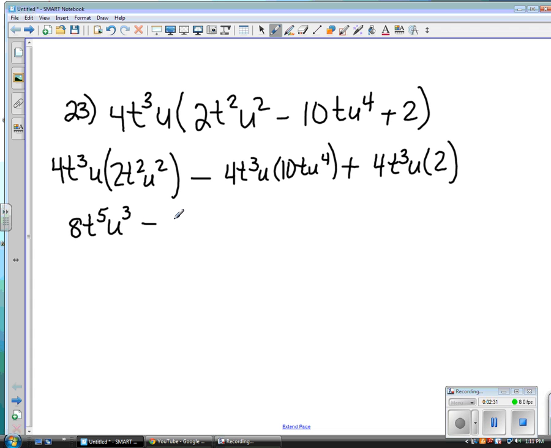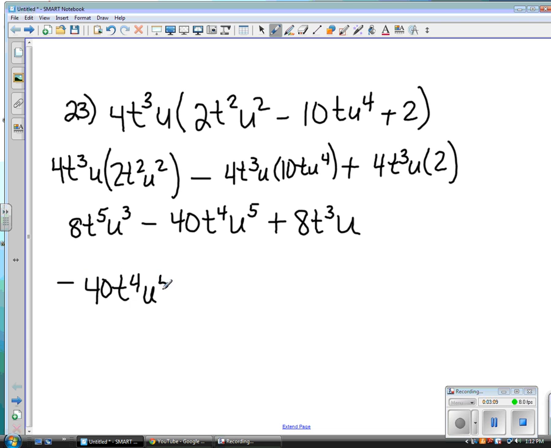Okay. Minus. What's the next term? Okay, last term. Okay, can I add any terms together? No, because none of them have the same variable exponent combinations, correct? Am I in the correct order based upon degrees? No, so how would I need to write that in the correct order? Negative 40, why negative? Because the subtract in front of this forces that to be negative. Okay, so negative, and then what?